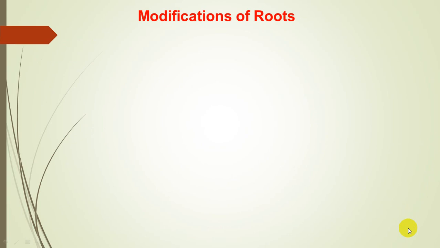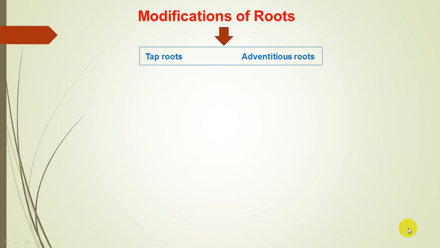Next, we are going to discuss the modification of roots. So we are going to discuss the modification of two types of roots: tap roots and adventitious roots. We have already discussed them, but for your convenience, we will define tap roots. What are tap roots? These are the roots which arise from the radicle, and adventitious roots are the roots which arise from any part of the plant except radicle.